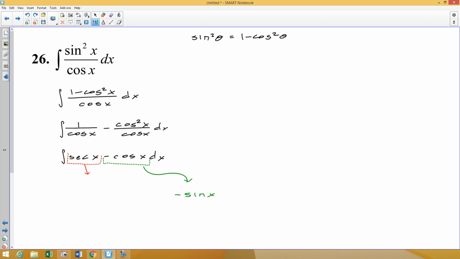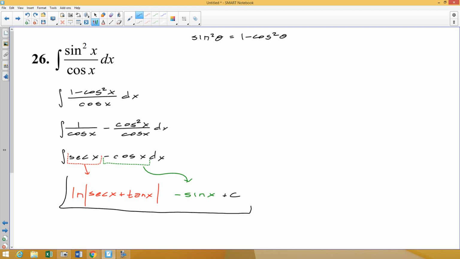I will show you the proof of this. You can prove this with u-substitution, but for now, I'm just going to tell you that the antiderivative of secant is the natural log of secant plus tangent. And honestly, it's better just to add that to your memorization bank. Don't forget to put a plus c on the end, and there is your answer.